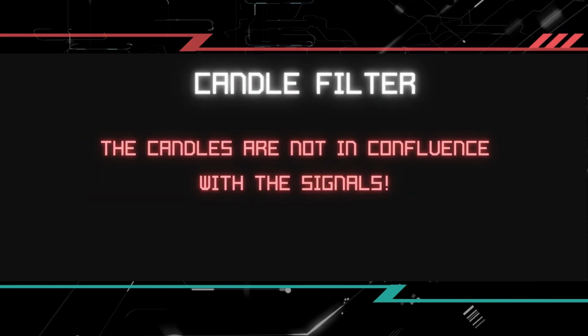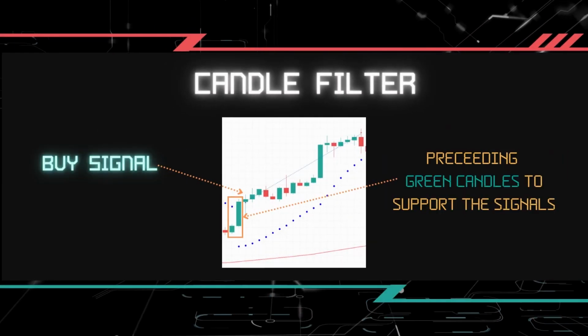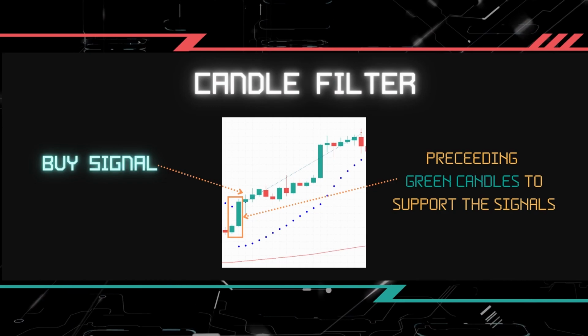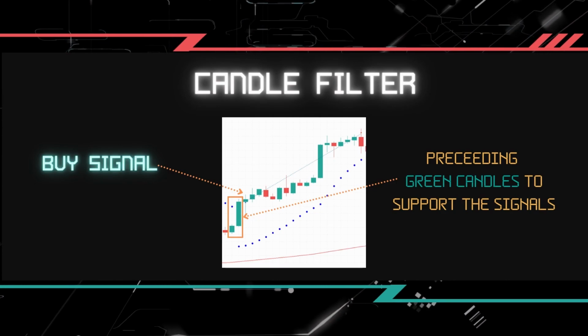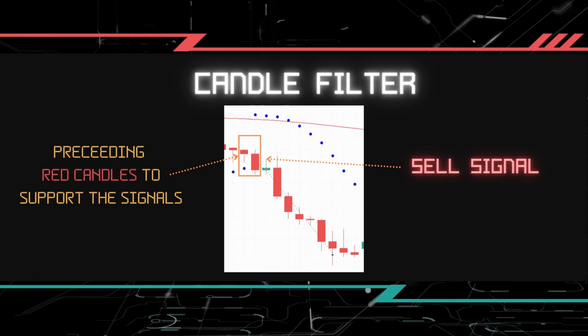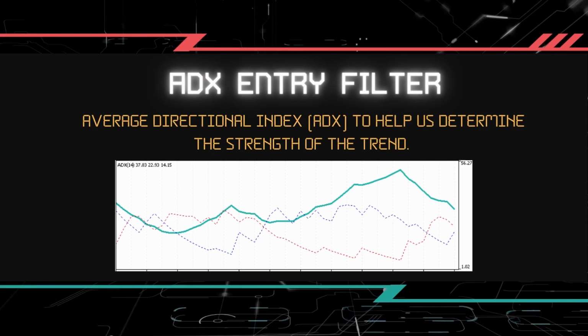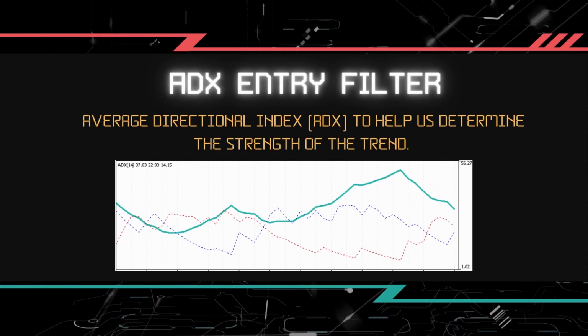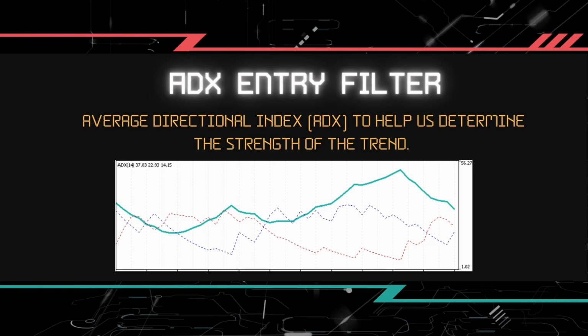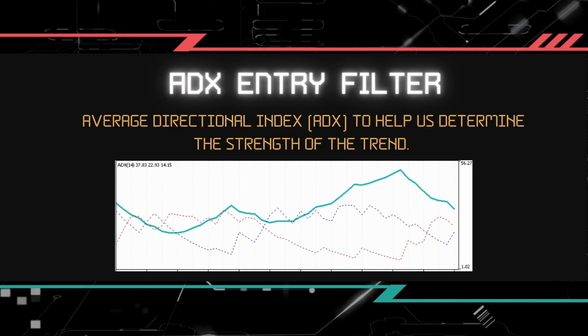What does this mean? For example, a buy signal should have a preceding bull candle to show that it is in confluence and might be a start of an uptrend. Similarly, for a sell signal, there should be some sighting of bear candles to show that the candles are in confluence with the signals. Next, we want our buy and sell signals to be in confluence with the strength of the trend. Therefore, we have added the average directional index, ADX, to help us determine the strength of the trend.